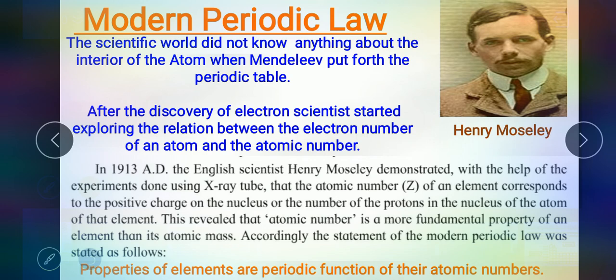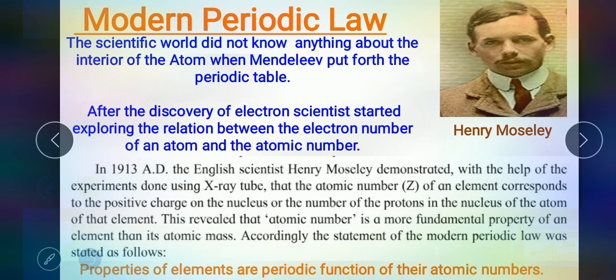But after Mendeleev gave his periodic table, after a long time, the scientific world, until that time, did not know about interatomic particles. They knew only that the atom exists, that the atom is the smallest particle. They did not know that inside the atom there must be something, that the atom also has interatomic particles, students.